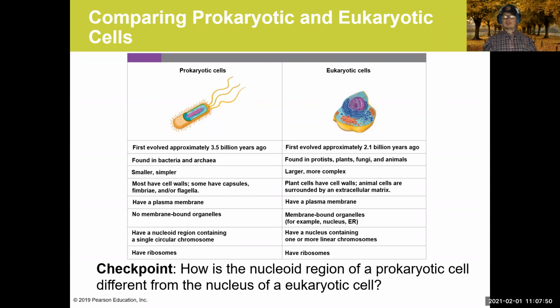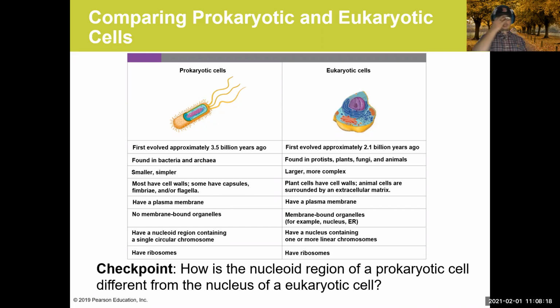They have a plasma membrane, just like prokaryotic cells. And then they really differ in that they have these membrane-bound organelles. So they have a nucleus, an endoplasmic reticulum, a Golgi apparatus, vesicles, peroxisomes, etc. And again, we'll talk all about those. And then again, just like prokaryotic cells, eukaryotic cells also have ribosomes.